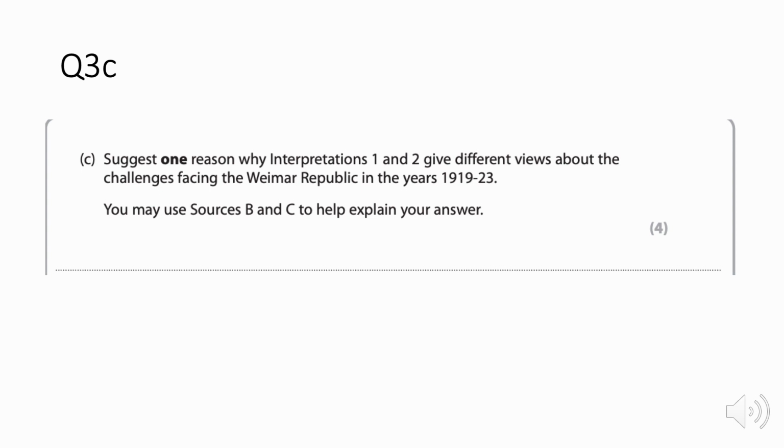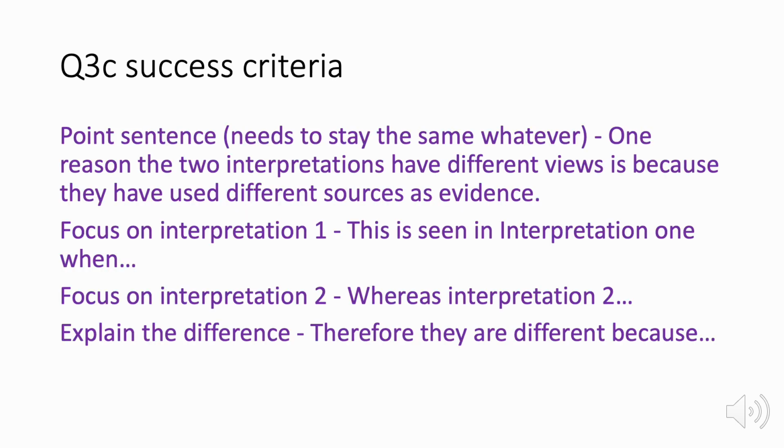Then you're going to come on to question 3C. It says, suggest one reason why interpretations 1 and 2 give different views about the challenges facing the Weimar Republic. You may use sources B and C to help explain your answer. For this one, no matter what the question, you start with the same point sentence, which is what we teach you. So you start by saying, one reason the 2 interpretations have different views is because they've used different sources as evidence.